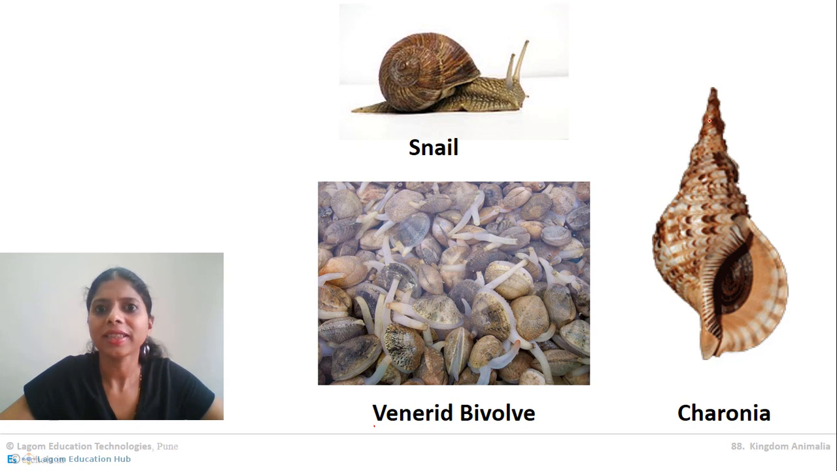Now another example is these shells which we collect on the seashore. These are basically animal shells, remember, and these animals are also included in the mollusca, and this is a shell of a very beautiful mollusc called charoid shell. Now let us try to understand the characteristics of mollusca by taking these examples. Now I'll write the characteristics one by one and we will discuss them.